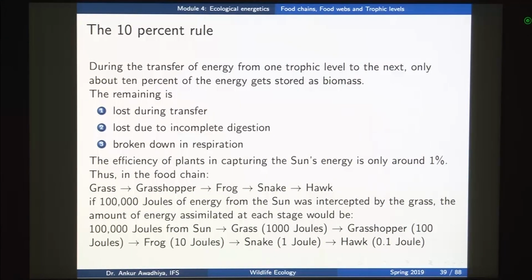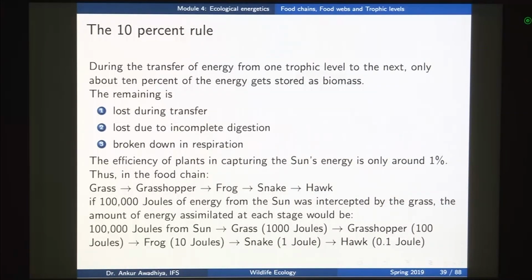Now, to give an example, the efficiency of plants in capturing the sun's energy is only about 1%. This is not 10%, this needs to be remembered. The plant's efficiency is close to about 1%. So, if you have say 1000 calories of energy that is being absorbed by the plant from the sun, out of that 1000 calories, only 1%, that is 10 calories, will be assimilated or used in the production of the grass.